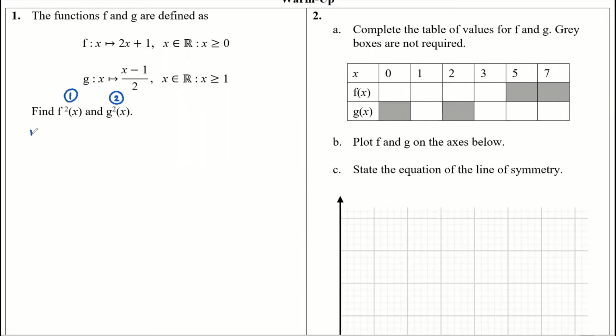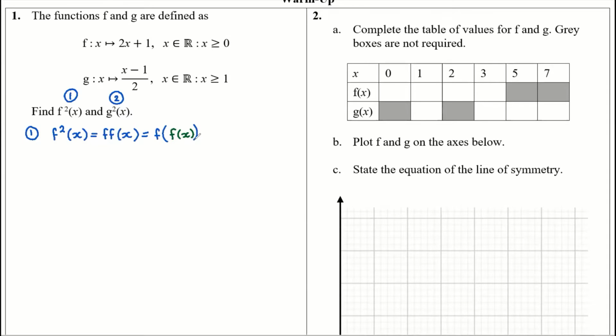So for part 1, if we say f2 of x, as you'll recall, what we mean is ff of x. So we compose f with itself like that. And that means that we take the function f and our input is also going to be f of x. So we input f of x into f and we see what we get out of it.